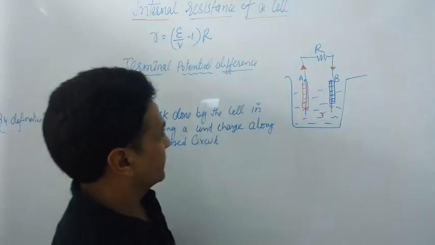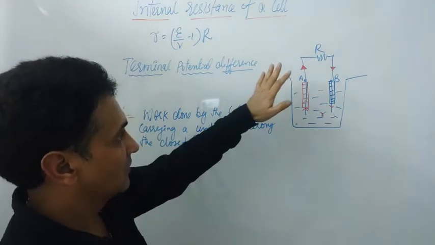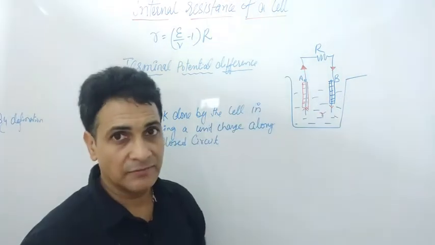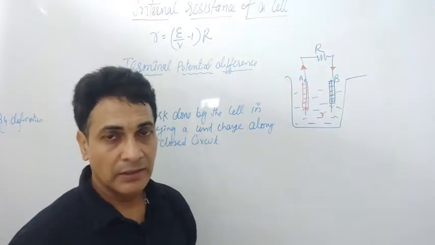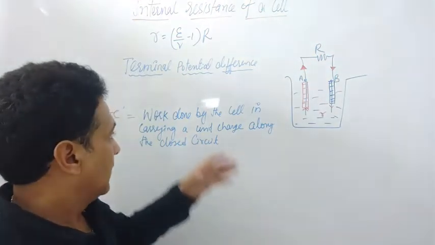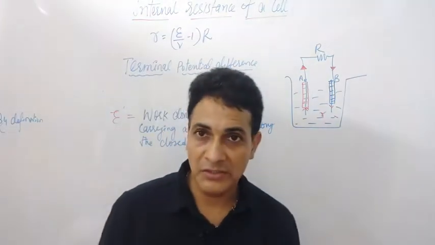So first we will discuss terminal potential difference. So terminal potential difference is that when current is being drawn from the cell, that is known as terminal potential difference. And EMF is when no current is being drawn from the cell.